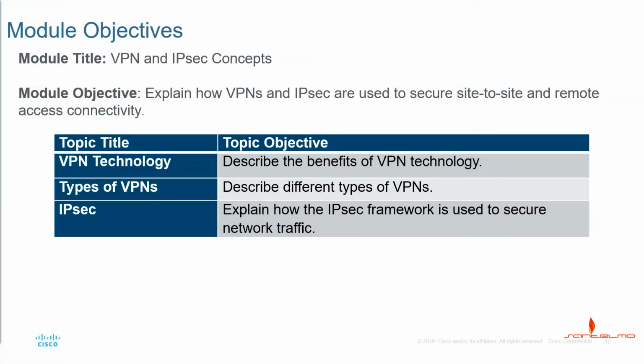So what will we learn in this module? The module covers VPN and IPSec concepts. At the end of the module, we should be able to explain how VPNs and IPSec are used to secure site-to-site and remote access connectivity. This includes the following topic titles and objectives. For VPN technology, describe the benefits of VPN technology. For types of VPNs, describe the different types of VPNs. And for IPSec, explain how the IPSec framework is used to secure network traffic.